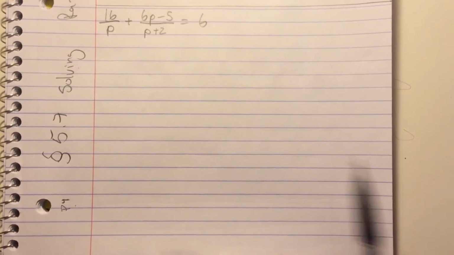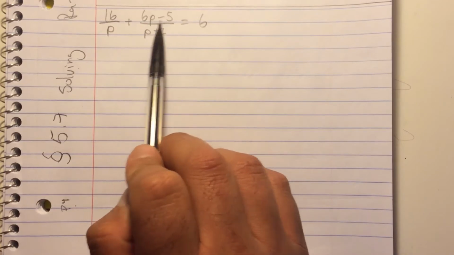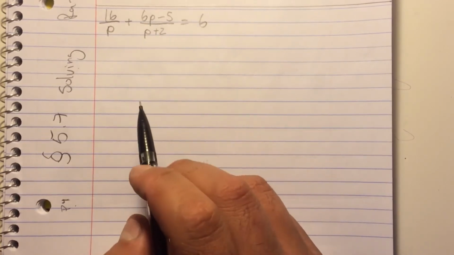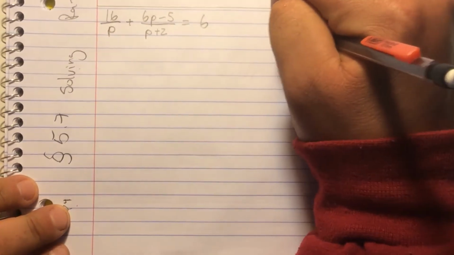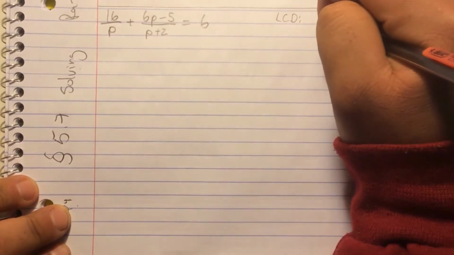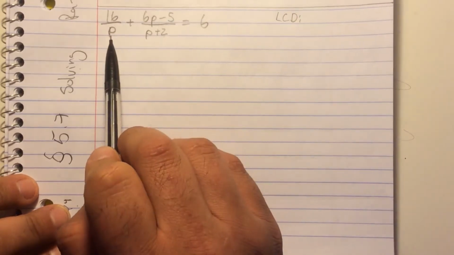All right, so our expression is 16 divided by p plus 6p minus 5 divided by p plus 2 equals a constant, which is 6. Just like we did the other ones, the first thing we're going to do is find our LCD. Looking for our LCD, which everybody knows already, it's our lowest common denominator. And our LCD here is actually p plus 2 times p.